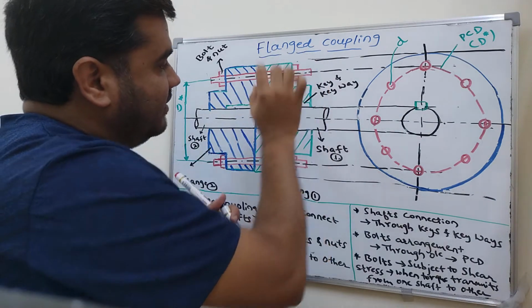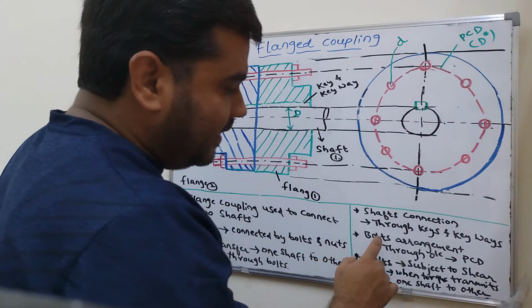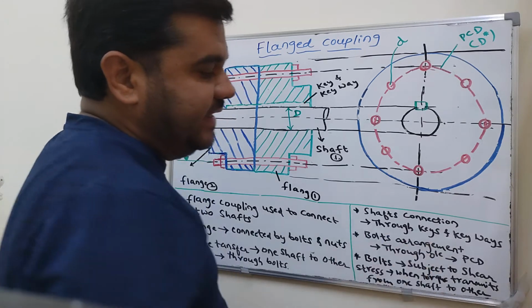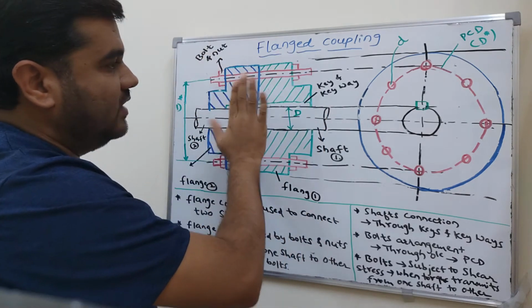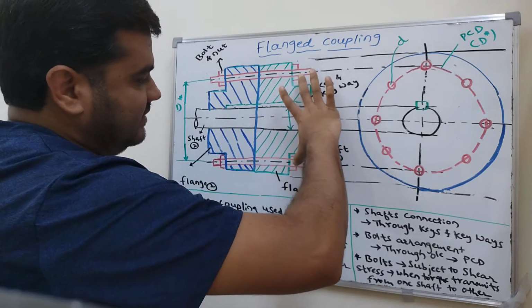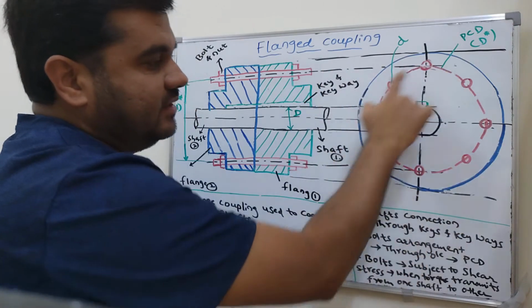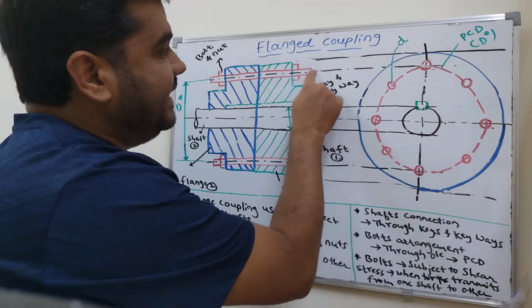Bolts are also required, keys and keyways also required. Next point, the bolts are arranged along a circle called the PCD. How are the bolts placed here? If this is the front view and this is the side view, the circle you produce through the bolt positions is called the pitch circle diameter, PCD.